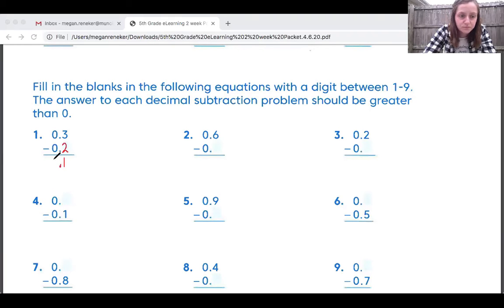Okay? And this meets all of the directions for the problem, which says that the answer has to be greater than 0. My digit is between 1 and 9. It meets all of the standards there.